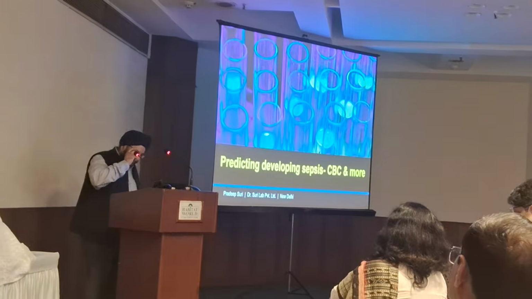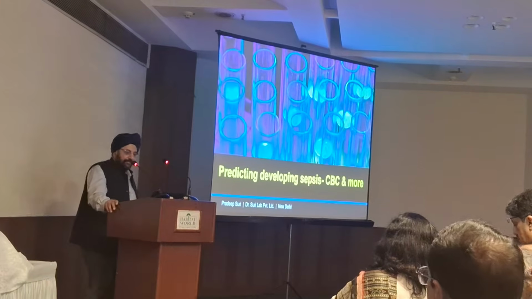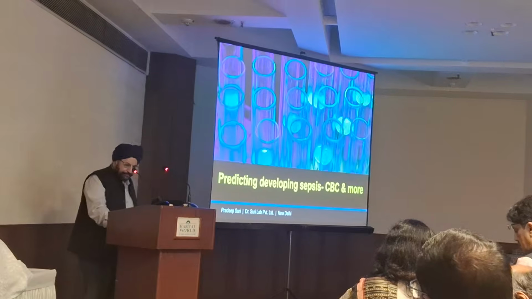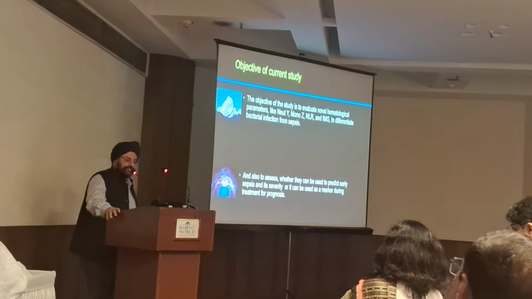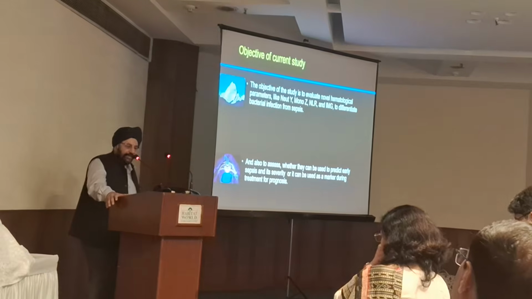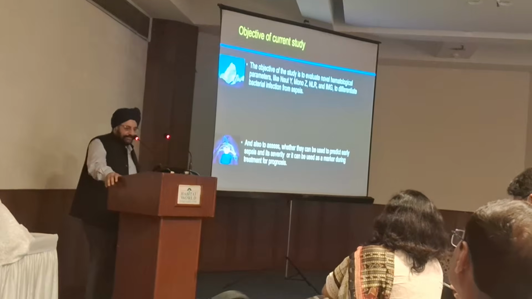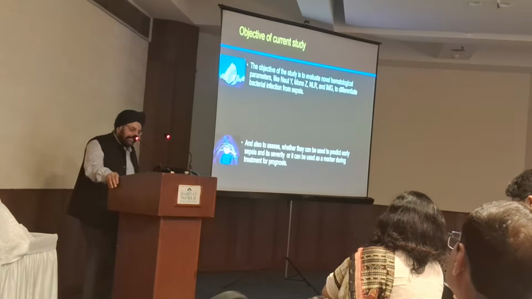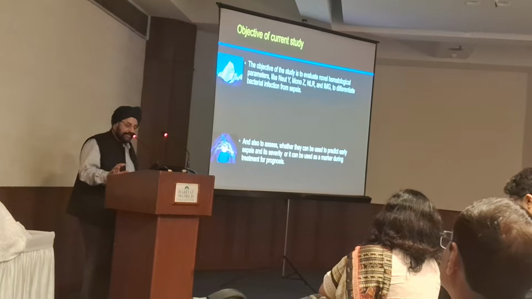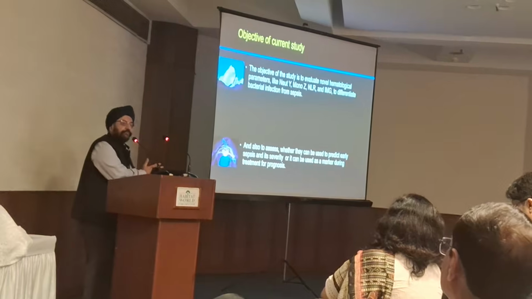So we did this paper at ISLH Melbourne. We used these markers to predict sepsis. So the objective of the study was to evaluate normal hematological markers like NUT-Y, NLR, IMG, etc. to differentiate bacterial infections from sepsis, and also to assess whether they can be used to predict sepsis and its severity, or it can be used as a marker during treatment for prognosis, just like procalcitonin.